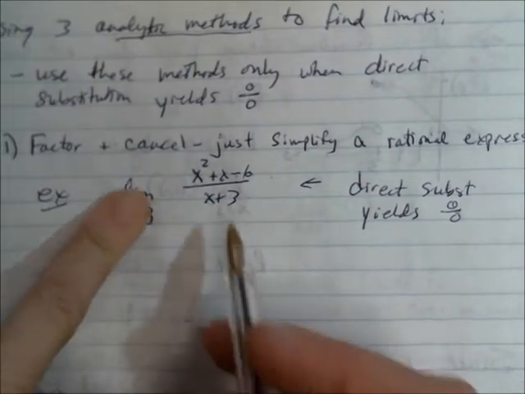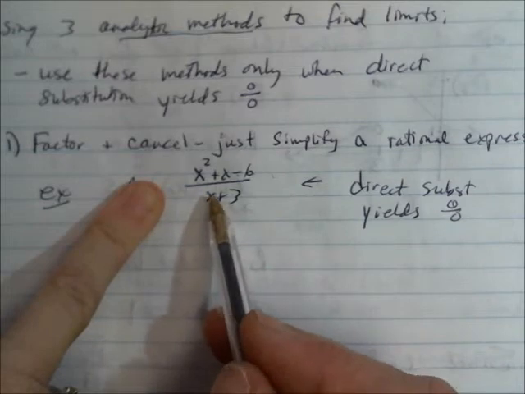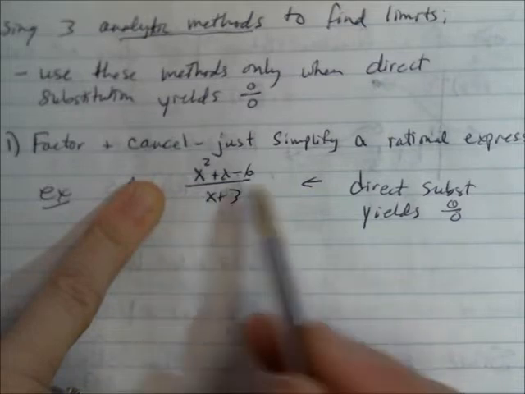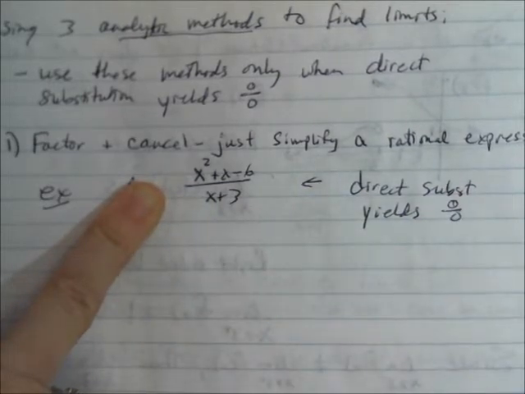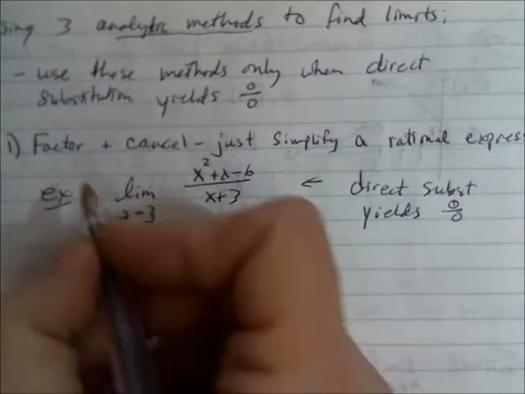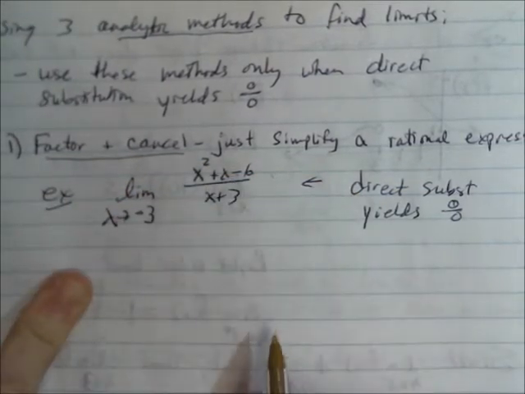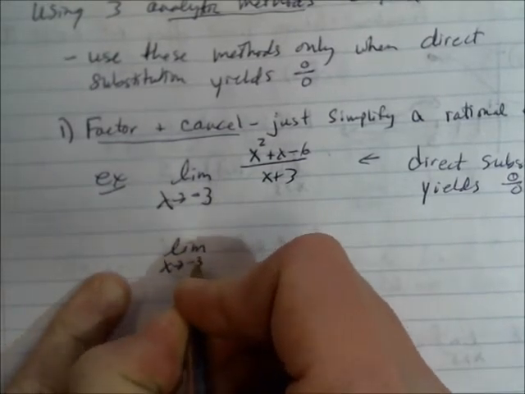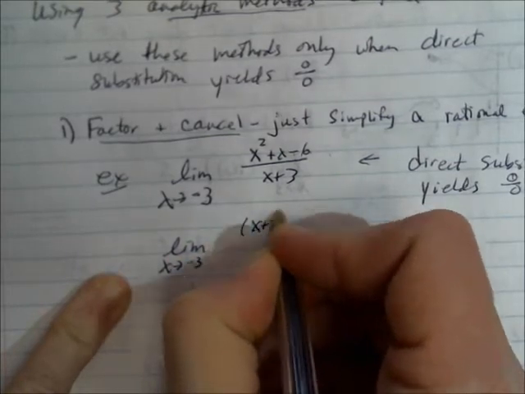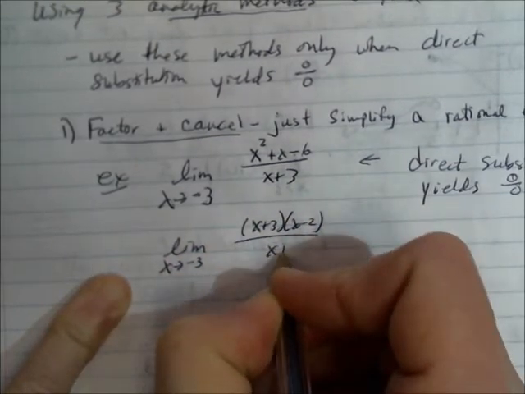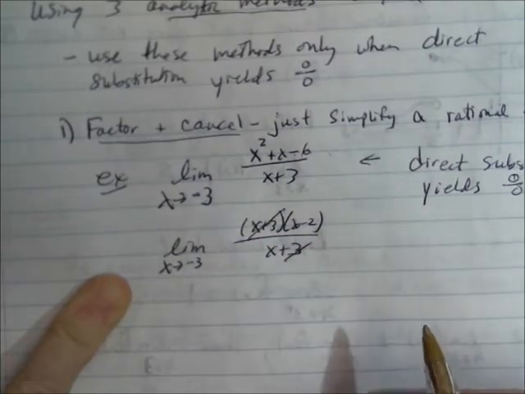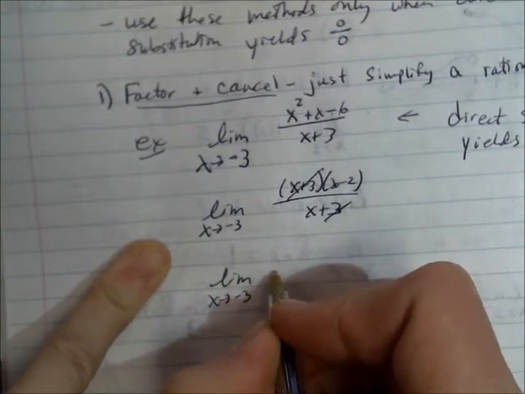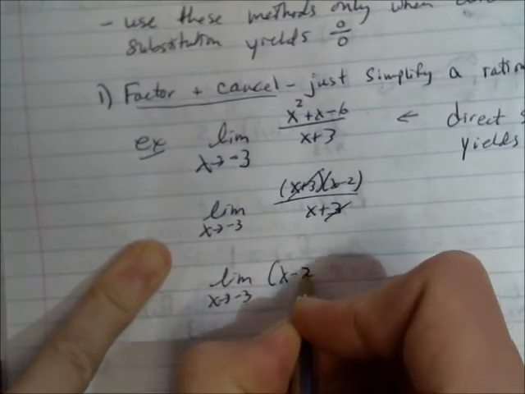Right? If this were our function, if I called this f of x, and I said, what is f of -3? Well, f of -3 would be 0 over 0, or an indeterminate form. So we're going to use the method called factor and cancel, because what we have is a numerator that can be factored. So we're going to find the limit as x approaches -3 of x plus 3 times x minus 2 all over x plus 3. The x plus 3's cancel, so we are finding the limit as x approaches -3 of x minus 2.